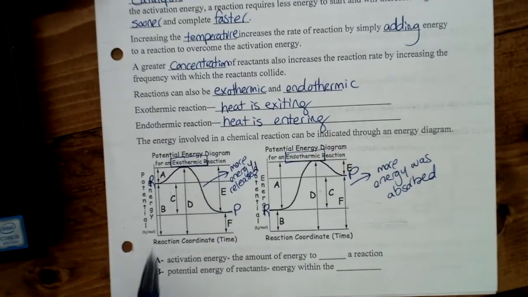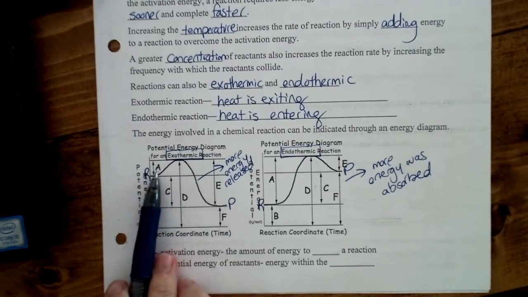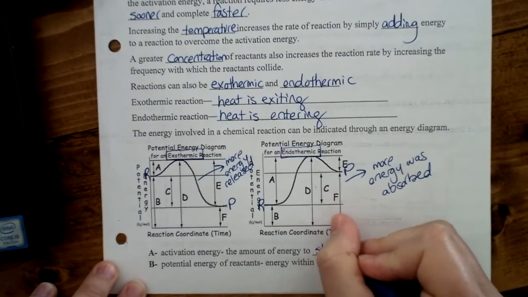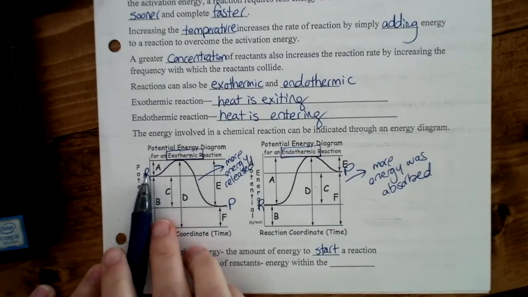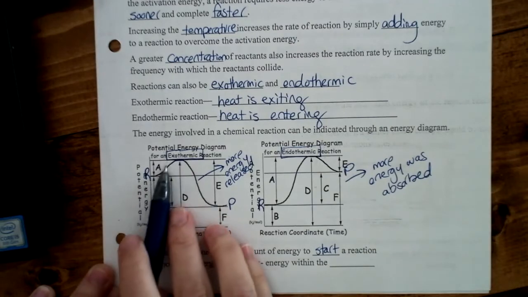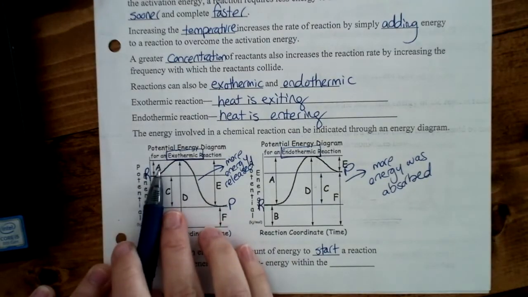All right, so we're going to talk about each of these letters in the reaction coordinate diagram. The first one is A. A stands for the activation energy, the amount of energy to start a reaction. So notice your reactants start here. They have to gain this much energy before the reaction can occur. So that's represented by A, the activation energy.